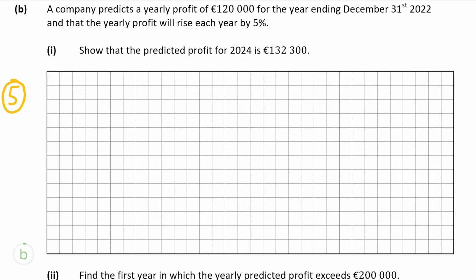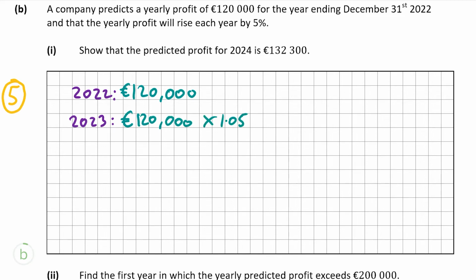132,300 euro. Now this is the financial maths part of question 7. So we know that in 2022 the profit was 120,000. So in 2023 the profit will be 5% greater than that. So we're going to multiply 120,000 by 1.05, or 105%. It's the same thing. And 120,000 by 1.05 will give me 126,000. So that's how much profit we had at the end of 2023.